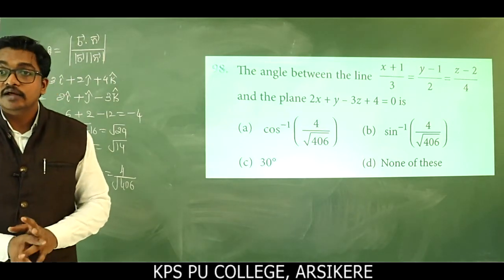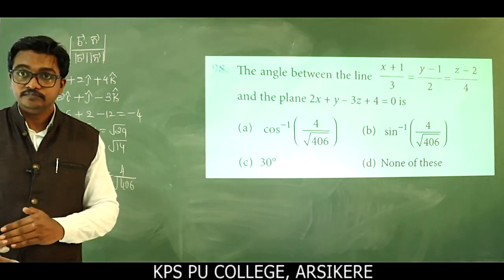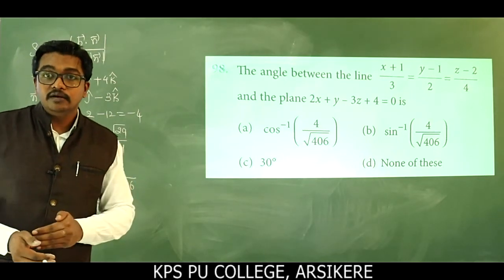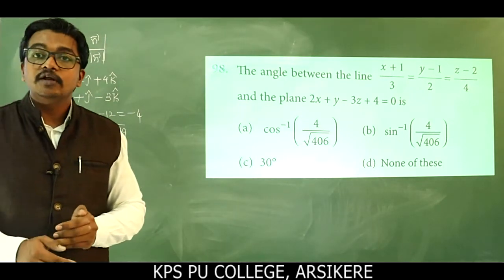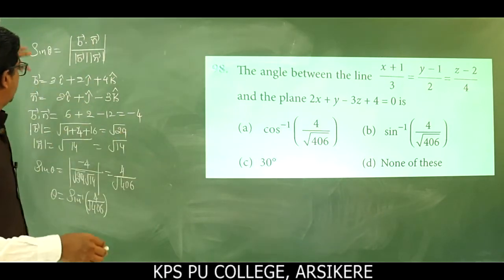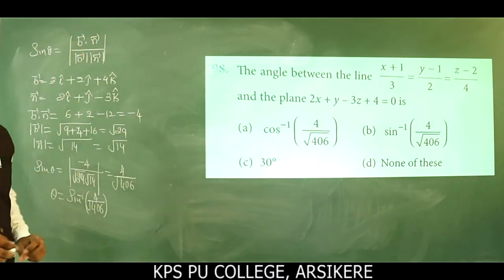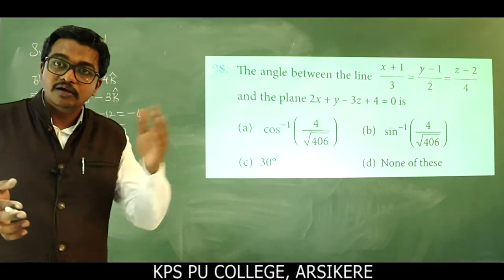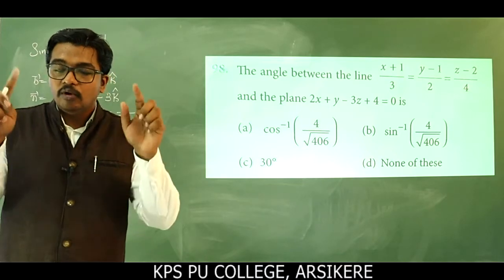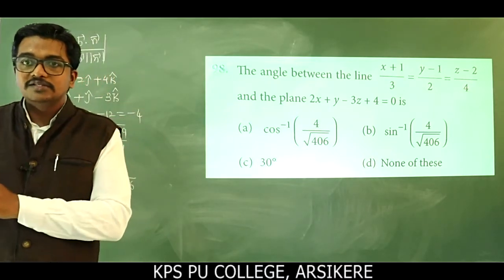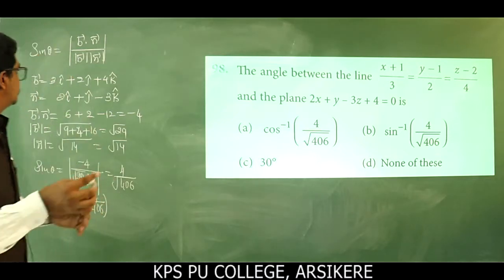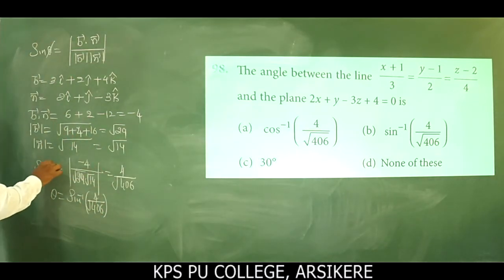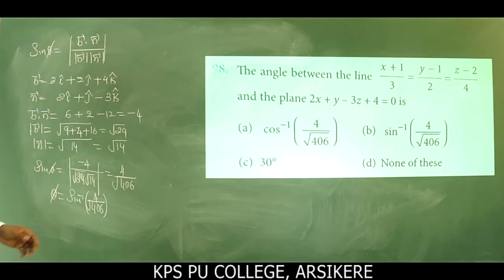This is the method to find the angle between the line and the plane. So here the angle between the line and the plane is the complementary angle between the normal vector to the plane and the parallel vector to the line. Vector b dot n divided by mod of b into mod of n. So actually we have cos of 90 minus phi. Actually this is phi. Phi is equal to sin inverse of 4 divided by root of 406. Take a pause and note.